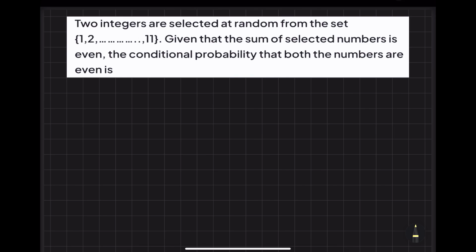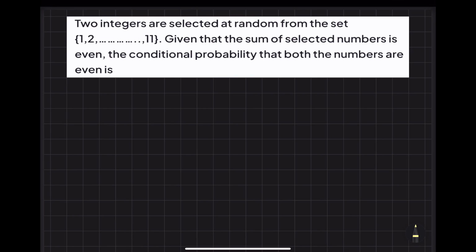So, we got a wholesome new problem which says two integers are selected at random from the set 1, 2, 3, ..., 11. Given that the sum of the selected numbers is even. So, the sum of the selected numbers should be even. The conditional probability that both numbers are even. So, we have to find out the conditional probability that both numbers are even.